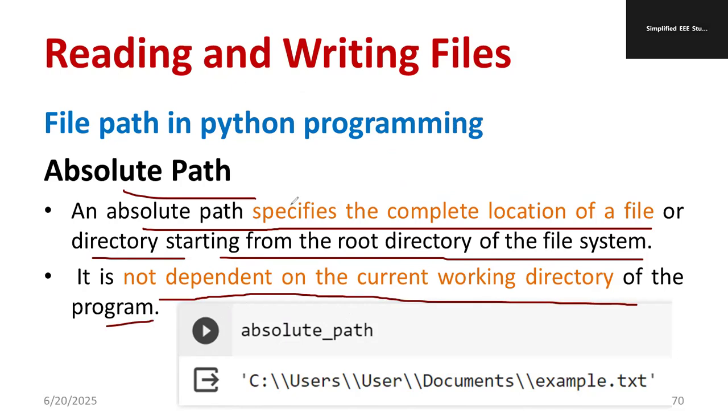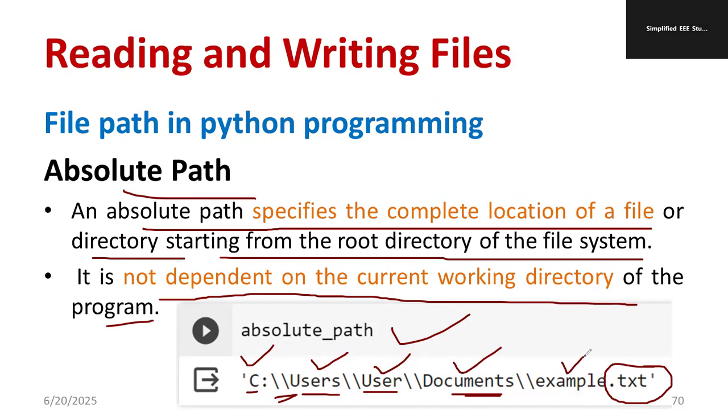Moreover, it is not dependent on the current working directory of the program. That is another thing. So for example, if you want to have the absolute path of your working file, you can go to Google Colaboratory and just type absolute underscore path. You will get the name of the drive, then a colon, then forward slashes, then user, then document, like that. There is a lengthy path you can observe. This is known as absolute path.